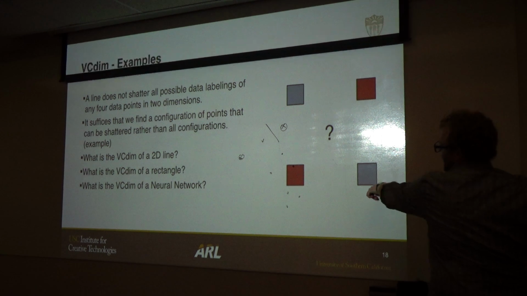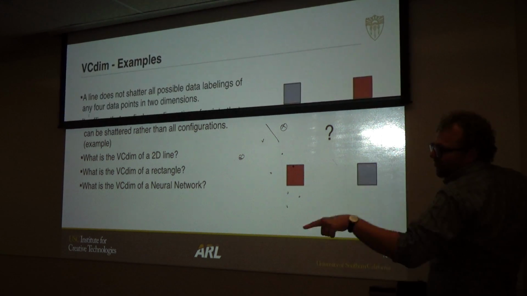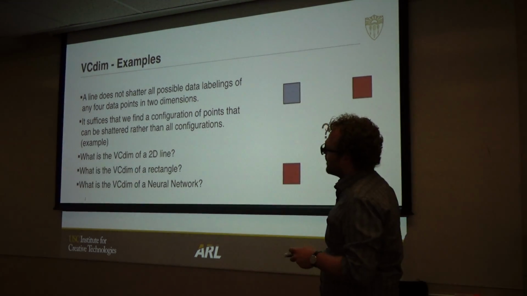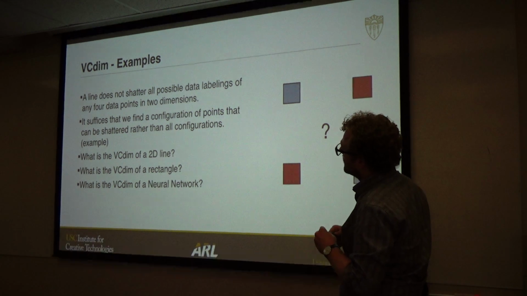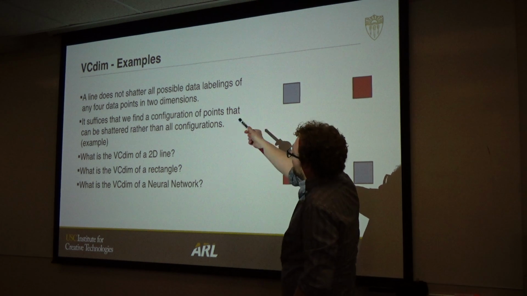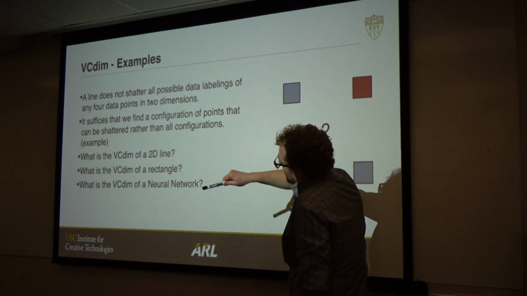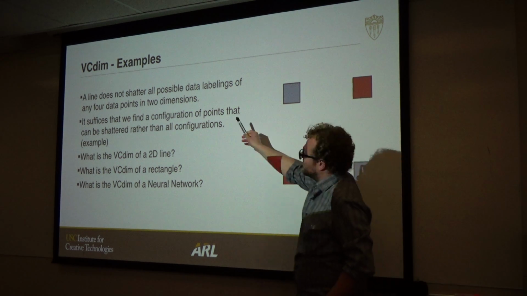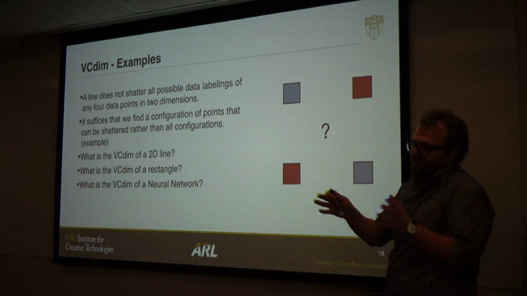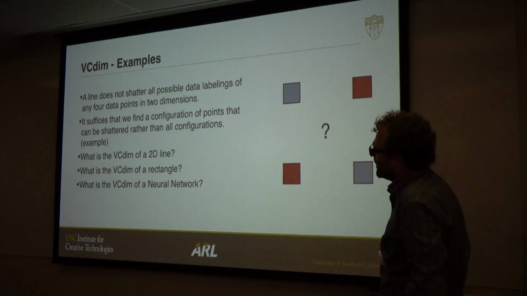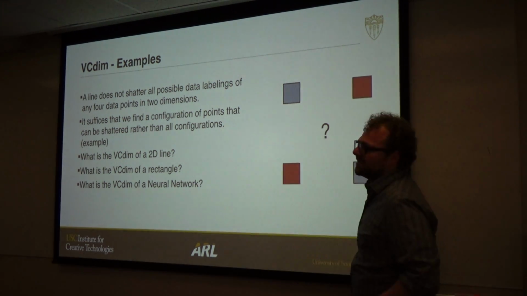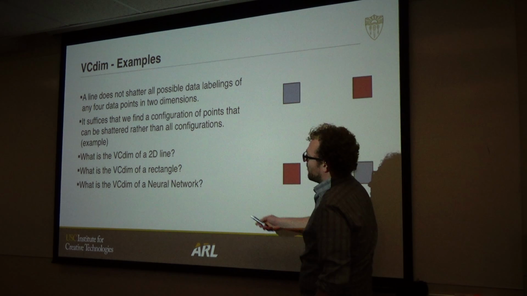But I cannot find any 4 points where I can draw a line through and solve every labeling problem. So a line does not shatter all possible data labelings of any 4 data points in 2 dimensions. But this is important: it suffices that we can find a configuration. We don't have to find all configurations. It doesn't have to be true for all of them. So, I said it already, a 2D line is 3. What is it for a rectangle?